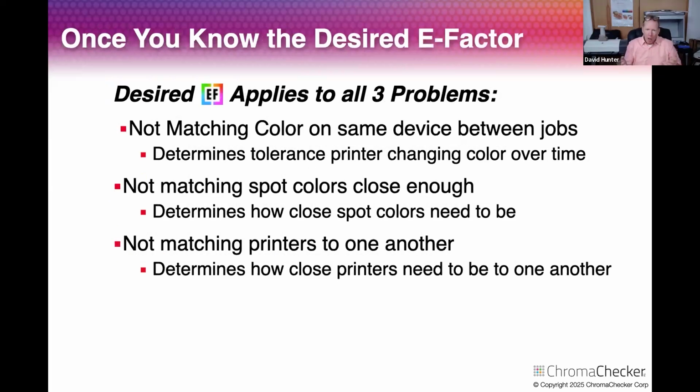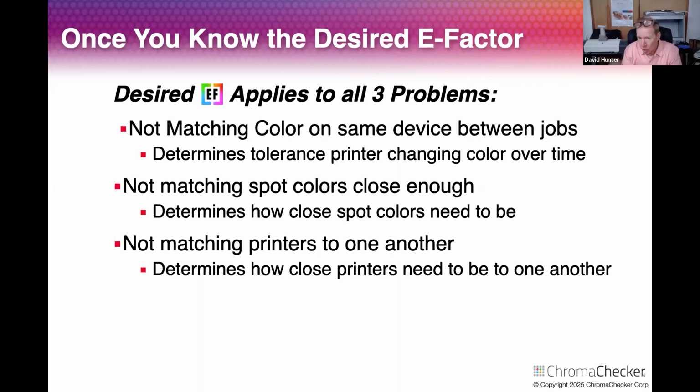So when we talk about the 3 biggest problems printers encounter, not matching color on the same device between jobs, what level of tolerance are you expecting between these jobs? Are you expecting a 3 E factor between the jobs? Are you expecting a 6? What level are you expecting?